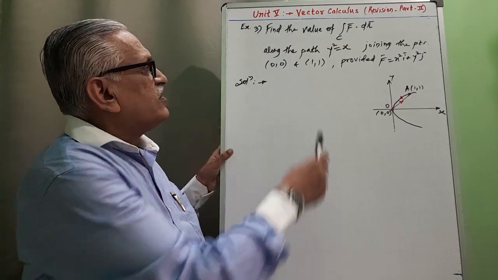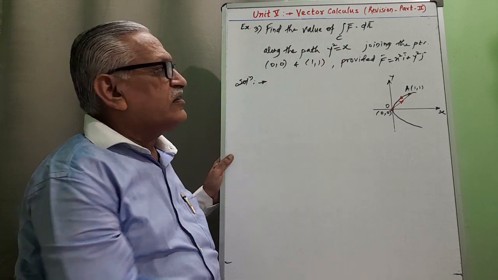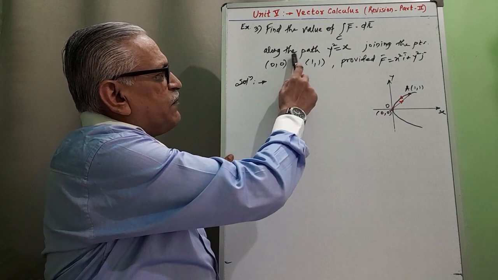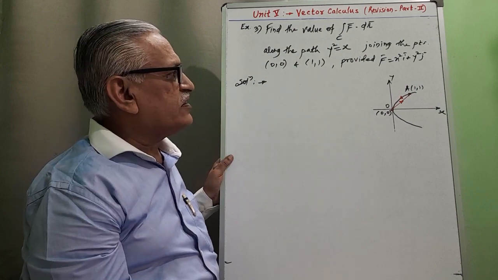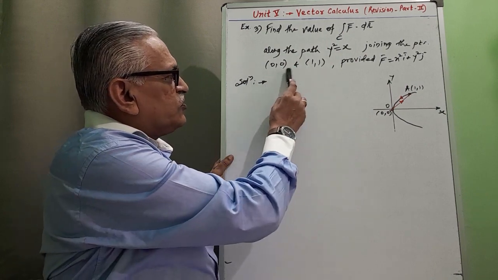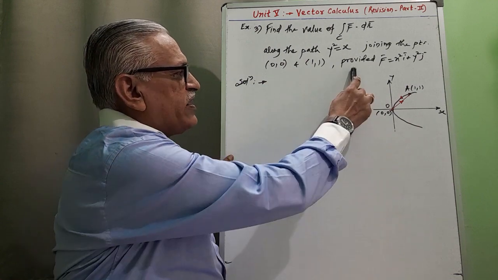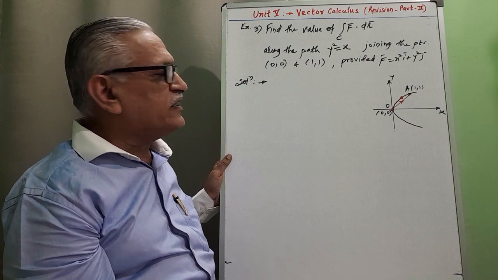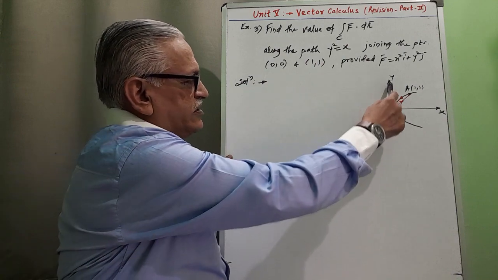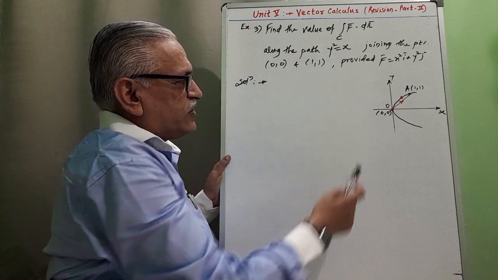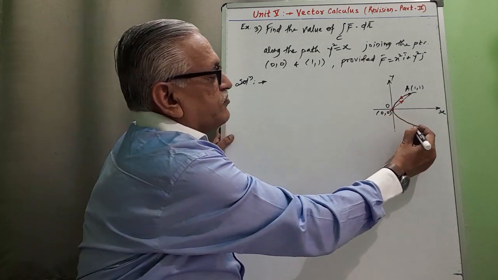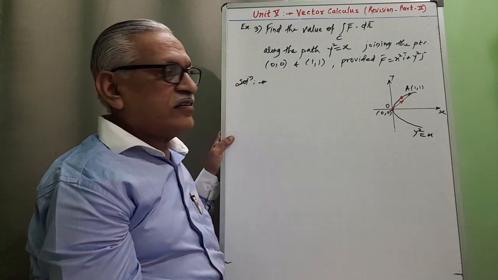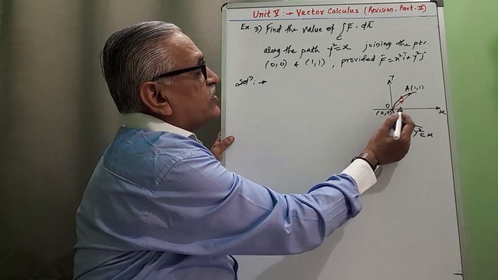Example number 3: find the value of the line integral of F bar dot dr bar over curve C along the path y square is equal to x, joining the points (0, 0) and (1, 1), provided F bar is equal to x square i plus y square j. To obtain this value, we draw the figure of y square equal to x, which is a parabola symmetrical to the x-axis, through the points (0, 0) and (1, 1).